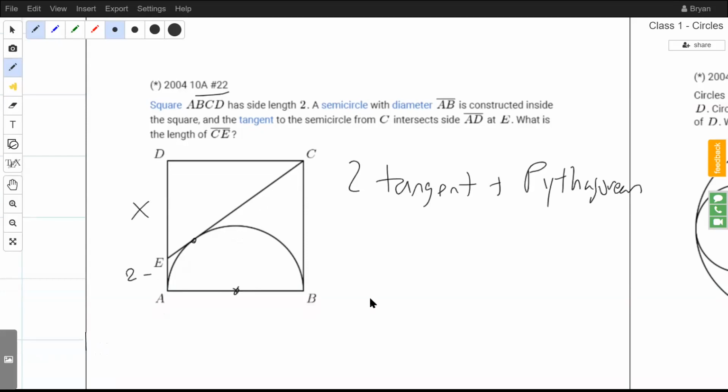You know this is 2 minus x. From two tangents, you know this is 2 minus x. This length is 2. This length is 2. So you know from two tangents, if you call this F, that CF is just 2 as well. Then we can use the Pythagorean theorem on CDE, and you can solve for x that way. And that is basically the idea behind this problem.